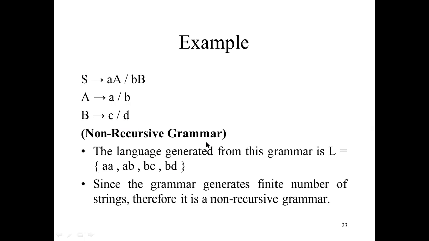Such examples are called non-recursive grammar, and in the next lecture we will solve such strings so that you can judge easily what type of grammar we are using, whether it is recursive or non-recursive. Since the grammar generates a finite number of strings, it is a non-recursive grammar. If we use a finite number of strings, then it is called the non-recursive grammar. These strings are finite and provided, and we have only such a grammar. So in this case, we will get a finite number of strings. So this is called the non-recursive grammar.